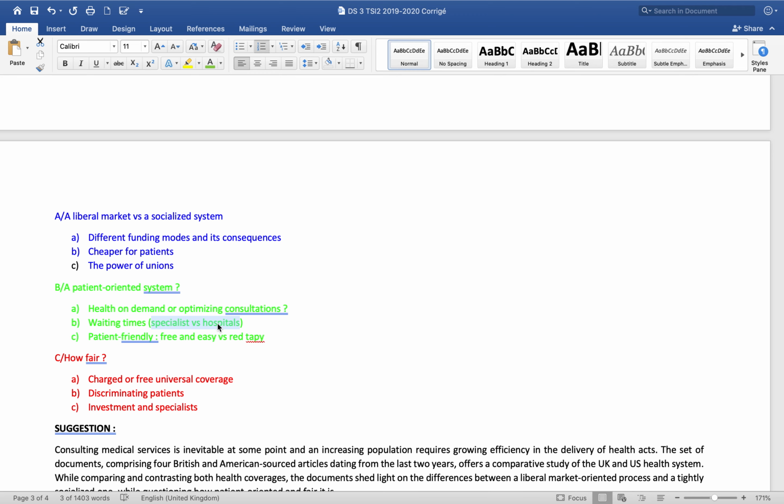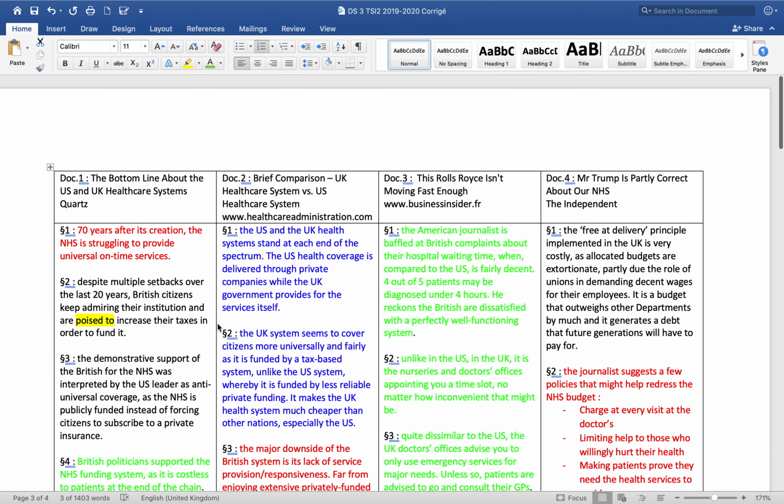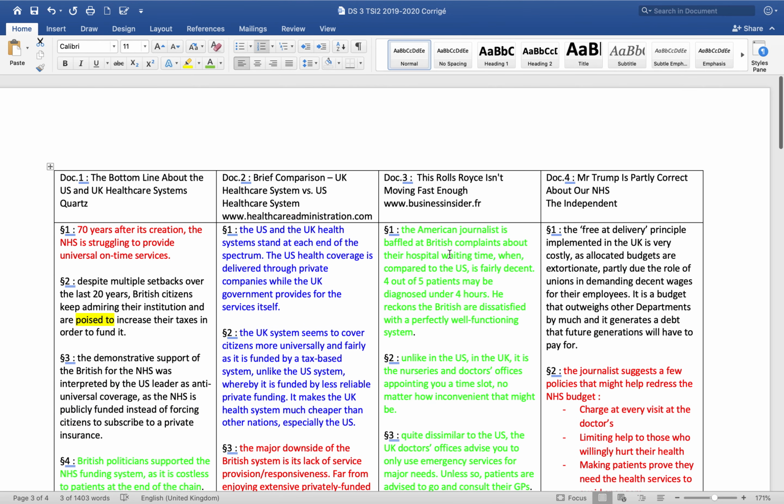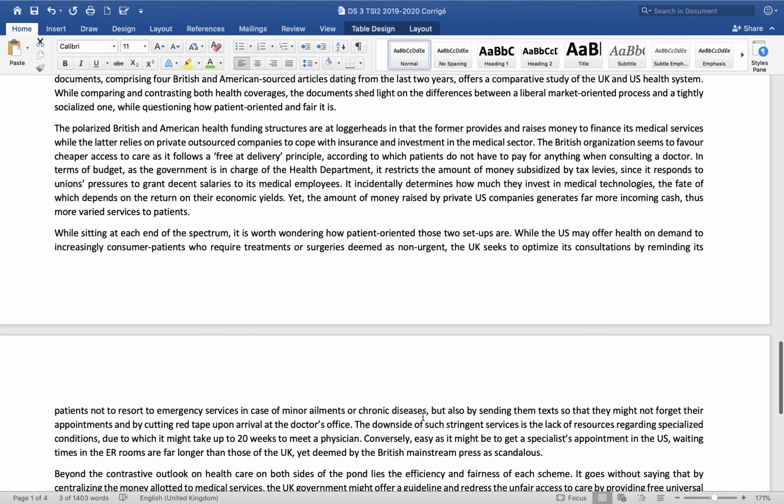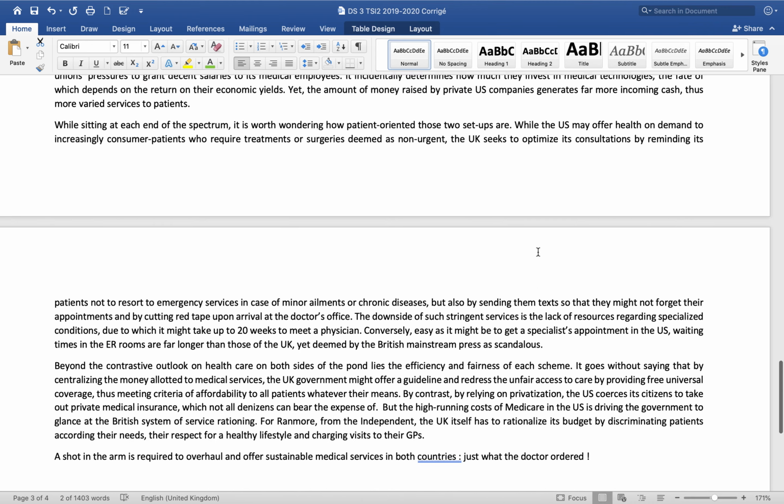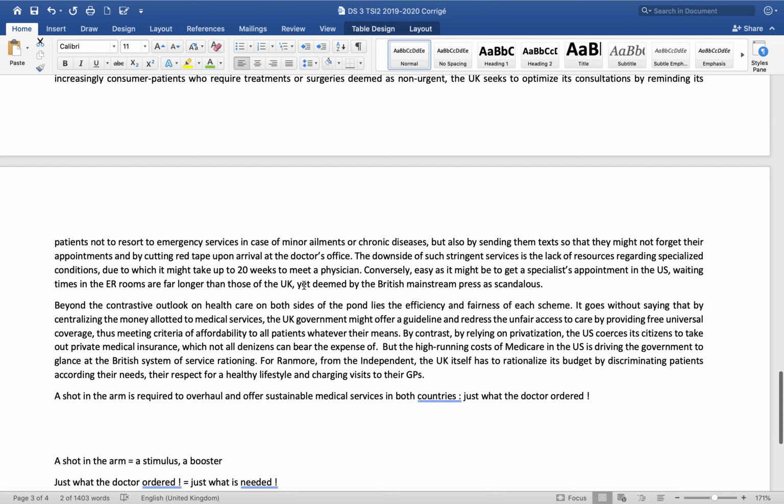Okay? I even mentioned that for British people, apparently this is long. Remember, British complain about the time. And I mentioned this in this sentence when I said, yet deemed by the British, or considered by the British mainstream press as scandalous. Okay.